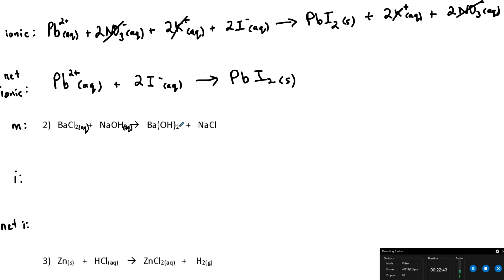Both of these products are soluble, meaning they're both going to stay separated or dissociated in their individual ions. So this is going to look a little different than the previous, because every single compound is going to be broken up into its individual ions. So let's do that. Barium, and we've got 2 chloride ions.